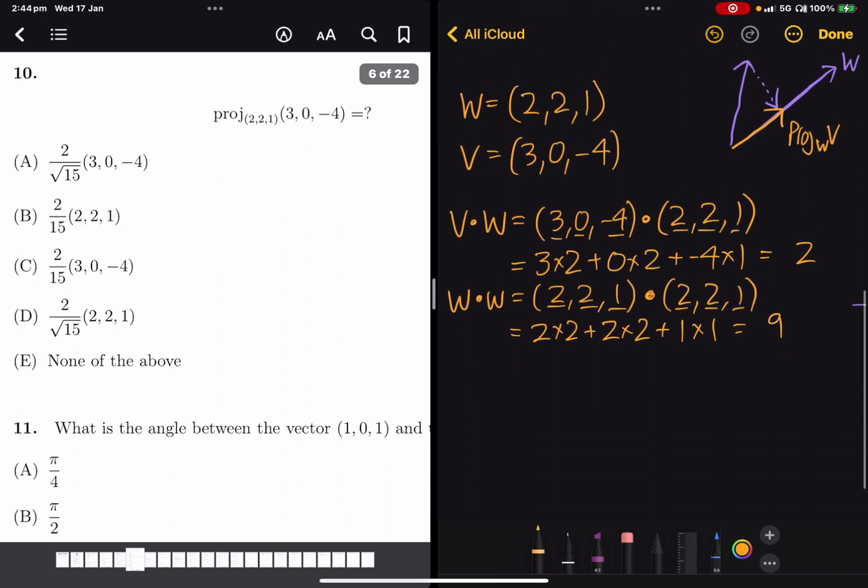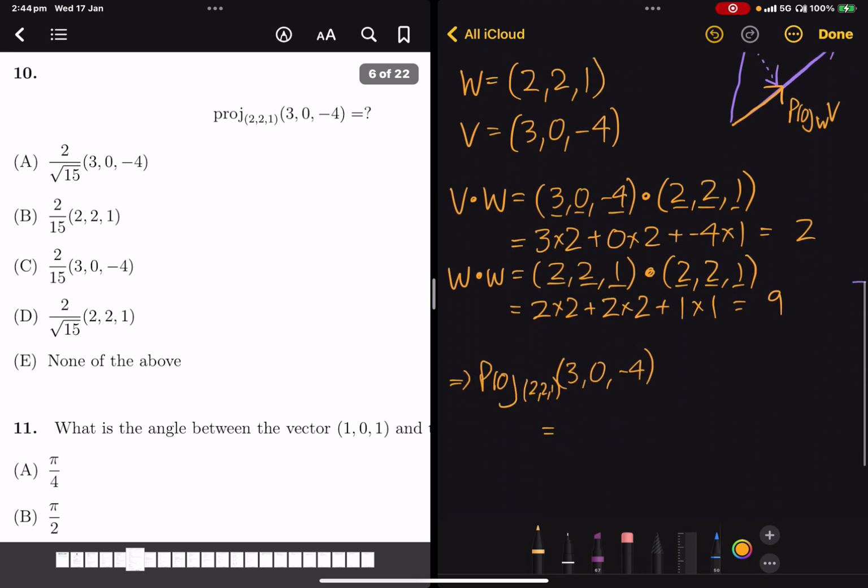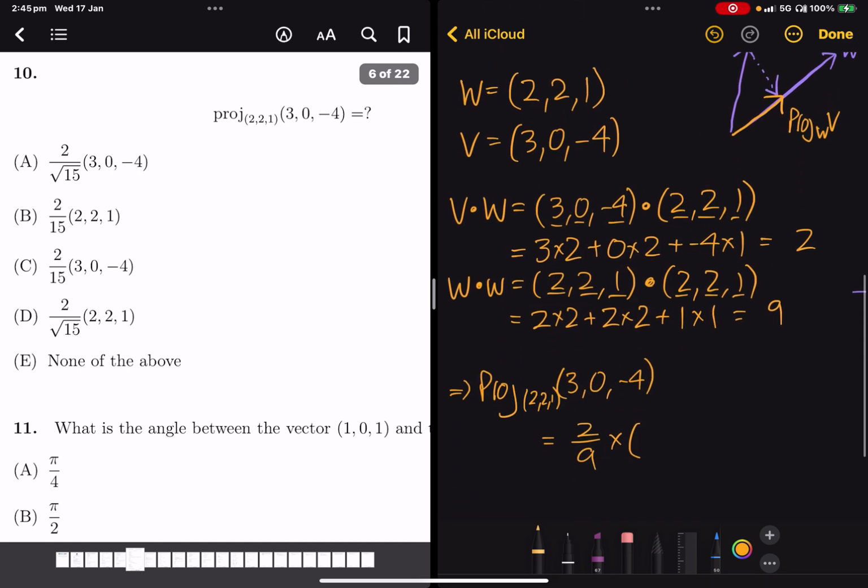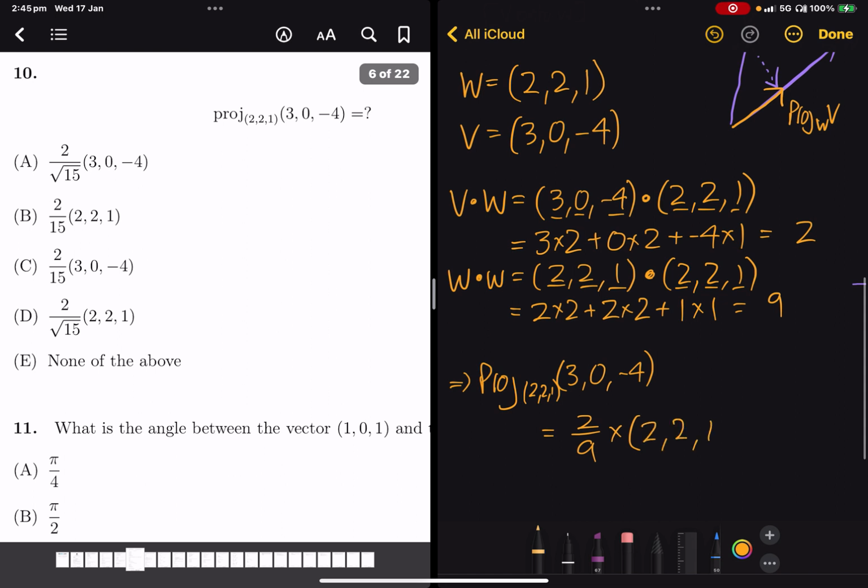So this means the projection of 3, 0, minus 4 onto 2, 2, 1 is going to be equal to V dot W over W dot W. So V dot W is 2 over 9 multiplied by the vector W, which in this case is 2, 2, 1. So if we expand this through, this gives us 4 on 9, 4 on 9, 2 on 9. And if we leave it factorized, it's just 2 on 9 times 2, 2, 1.